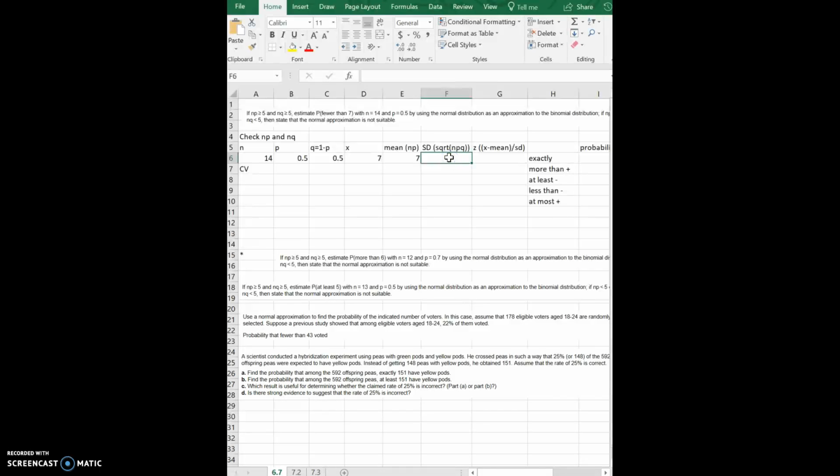Then we're going to do the standard deviation. The standard deviation is equal to the square root of n times p times q.